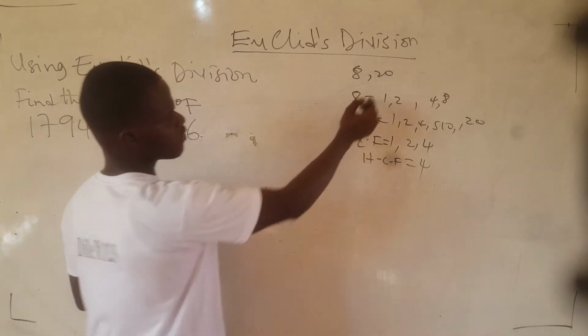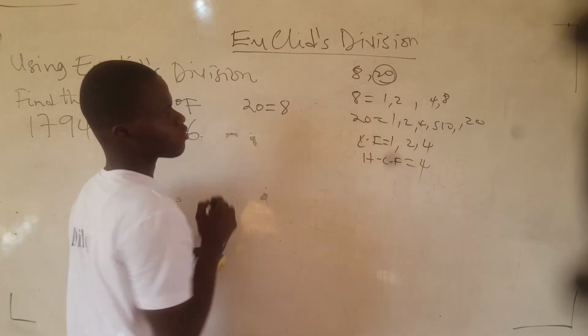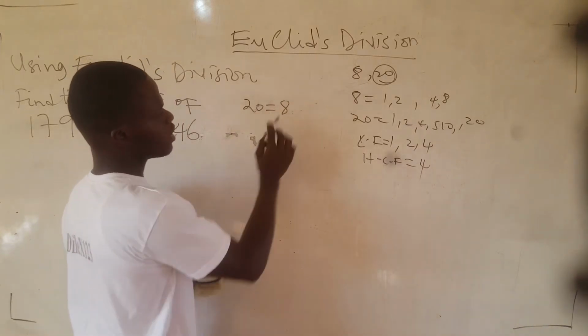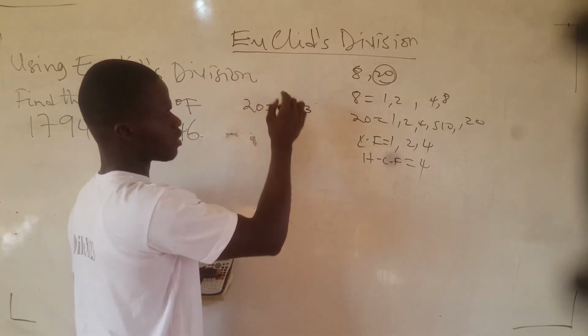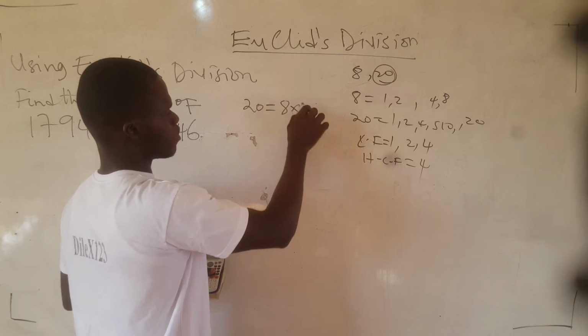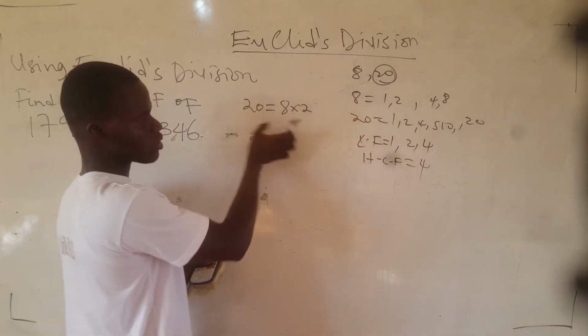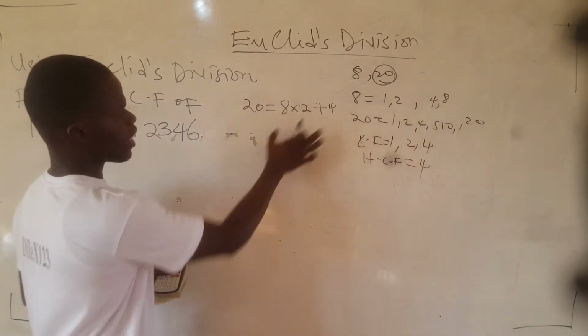So using Euclid's division, we take the biggest number first and write it equal to the smallest one. Now, how many times can 8 divide 20? That is 3 times, right? No, sorry, it's 2 times. So 2 times 8 is 16. So what do we need to add to 16 to get 20? That is 4. Okay, so we are done with this part.